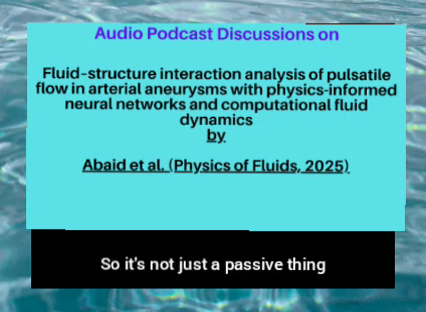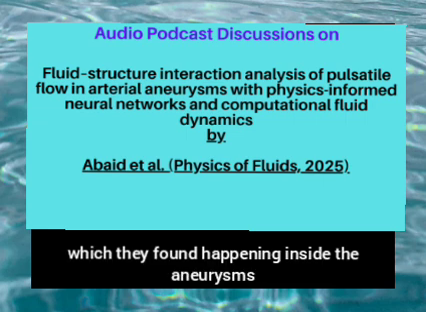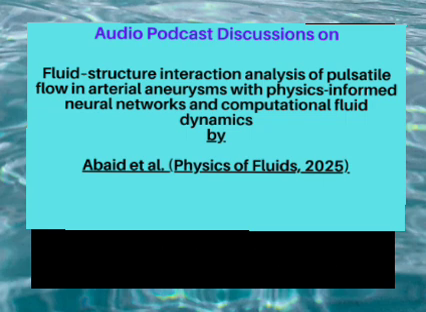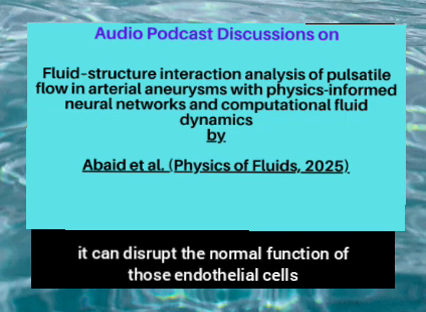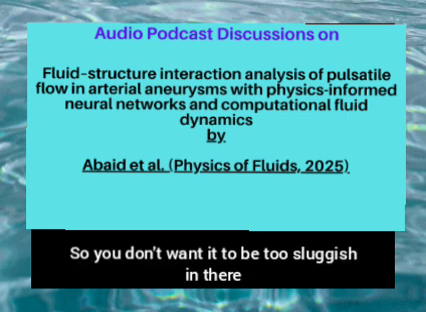Oh, interesting. So it's not just a passive thing. It actually affects the artery itself. Exactly. And the study emphasizes that when WSS is too low, which they found happening inside the aneurysms in their models, it can disrupt the normal function of those endothelial cells and increase the risk of things like blood clots forming. Okay, so you don't want it to be too sluggish in there.